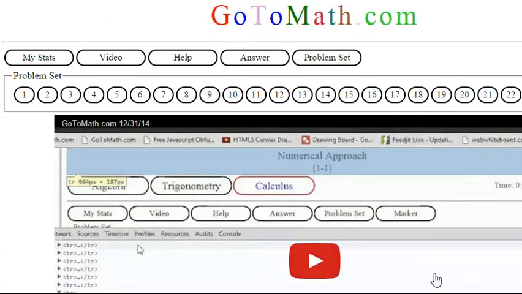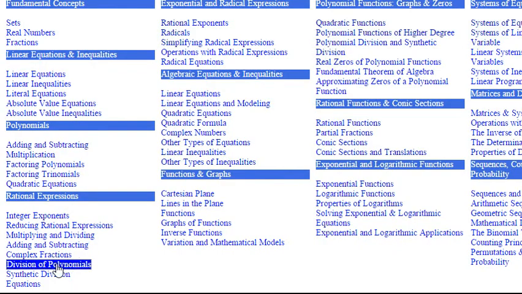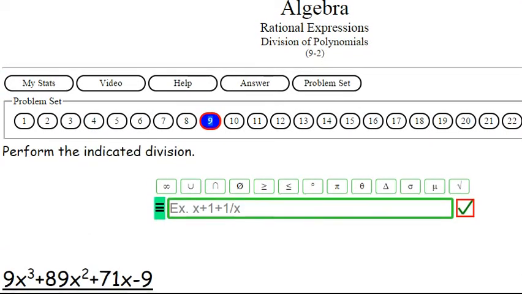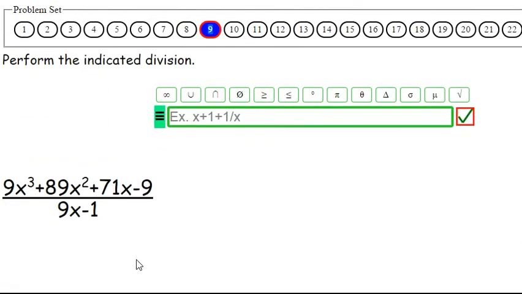Moving on to 9.2. See you in the next problem. Okay, we're going to go to math. Let's go to algebra. Let's go down to division of polynomials. And we're going to be looking at 9.2. So we have 9x cubed plus 89x squared plus 71x minus 9, and that's going to be all over 9x minus 1.